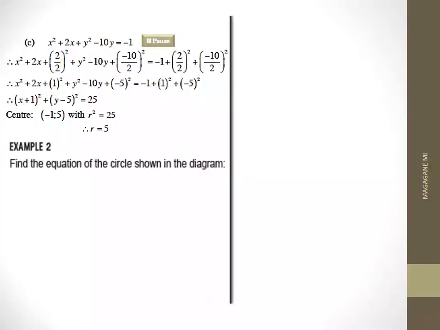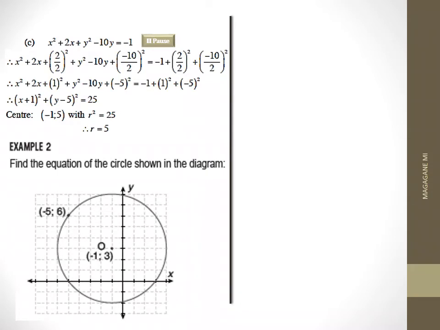Right, let's look at another example. Find the equation of the circle shown in the diagram. So we have a diagram with O as the center of the circle, minus 1, 3, and minus 5, 6 as a point on the circle. So if you look at this diagram, we want to find the equation. So we are given two points, the center and another point, meaning that we have to find the radius.